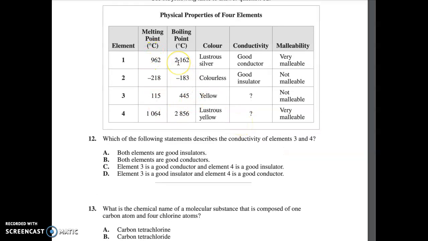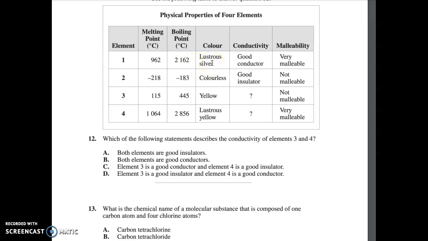So our melting and boiling points, that's going to tell us whether our material is either a solid, a liquid, or a gas at room temperature. So if the melting point is really high like this, that means it's going to be a metal at room temperature, right? It has to be heated up to 962 Celsius before it melts into a liquid. Okay, so that's going to be a solid.